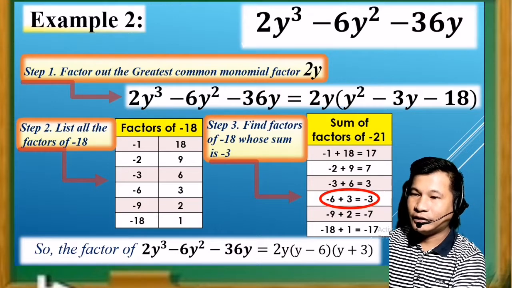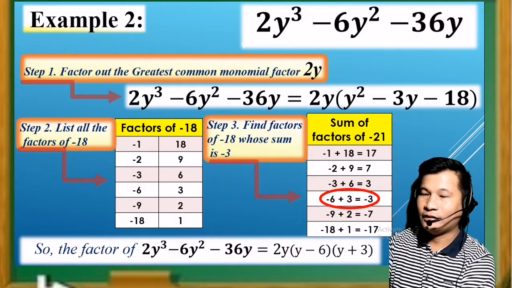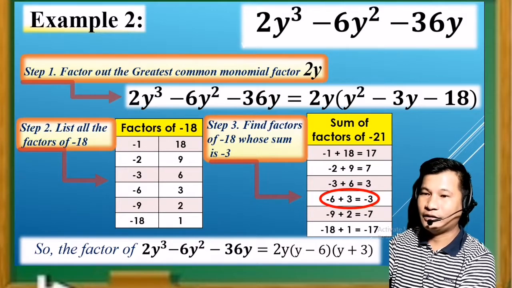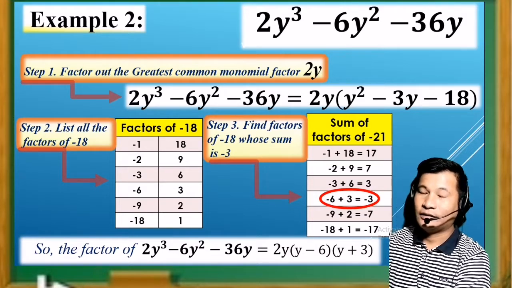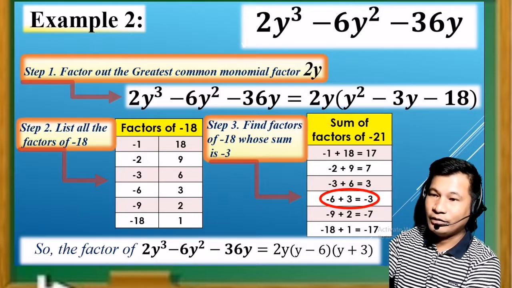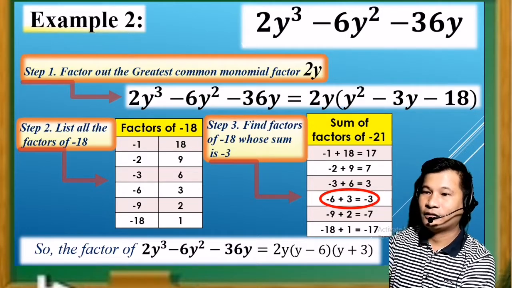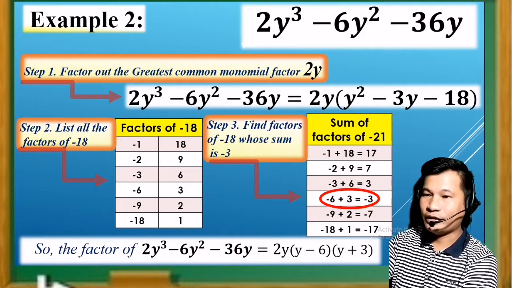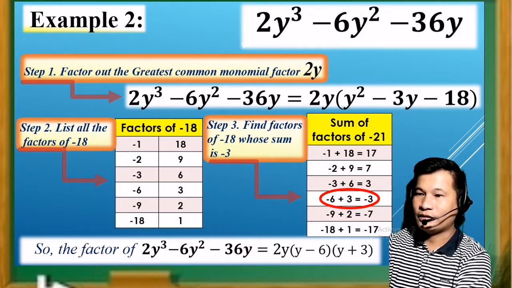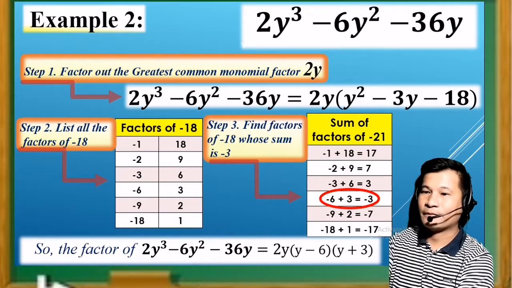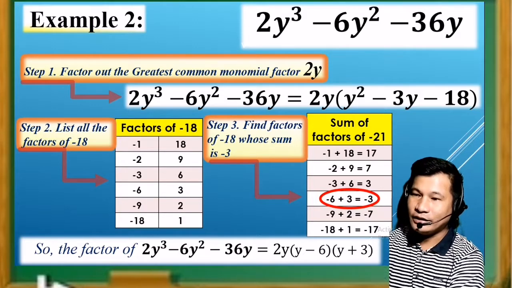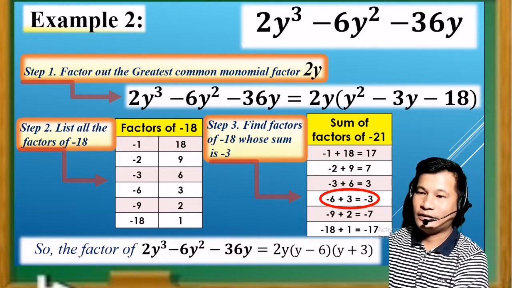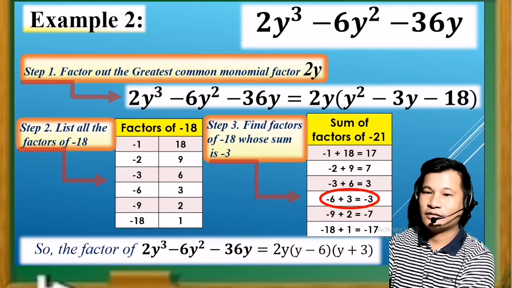So we arrive at the trinomial factor by dividing each of the terms in the given polynomial by the GCF 2y. Just like in 2y cubed divided by 2y, the result is y squared. Negative 6y squared divided by 2y, the result is negative 3y. Negative 36y divided by 2y, the result is negative 18.